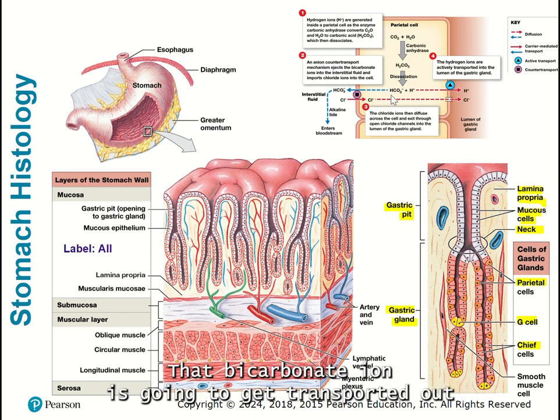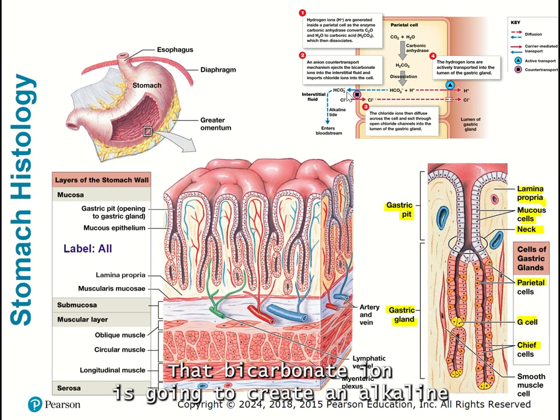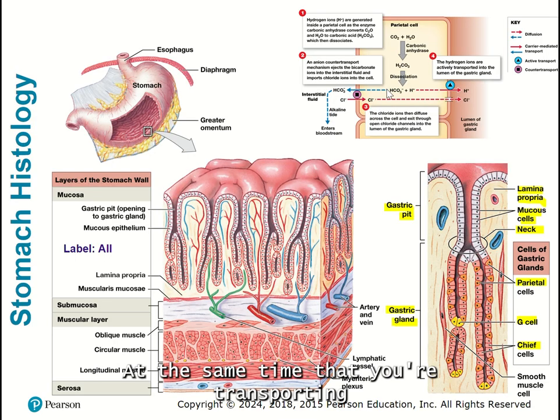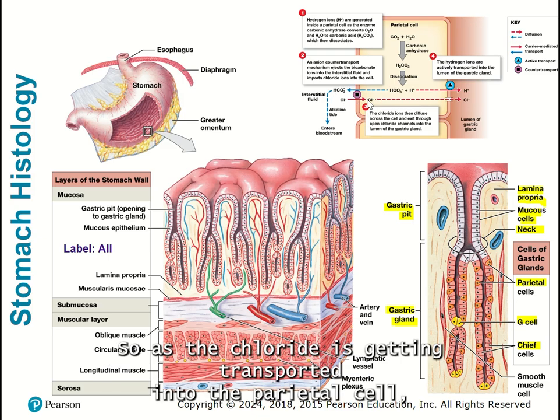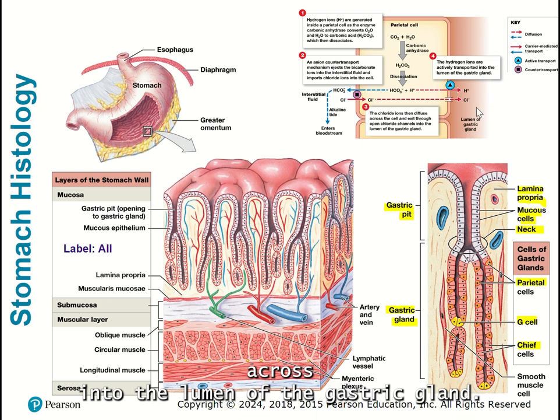That bicarbonate ion is going to get transported out into the interstitial fluid surrounding the other parietal and chief cells and G cells that are going to be around it. That bicarbonate ion is going to create an alkaline, basic environment that we're going to use for other things, and we'll talk about that in a second. At the same time that you're transporting the bicarbonate out, chloride is going to be transported in. So as the chloride is getting transported into the parietal cell, it will keep shunting across until it goes into the lumen of the gastric gland.